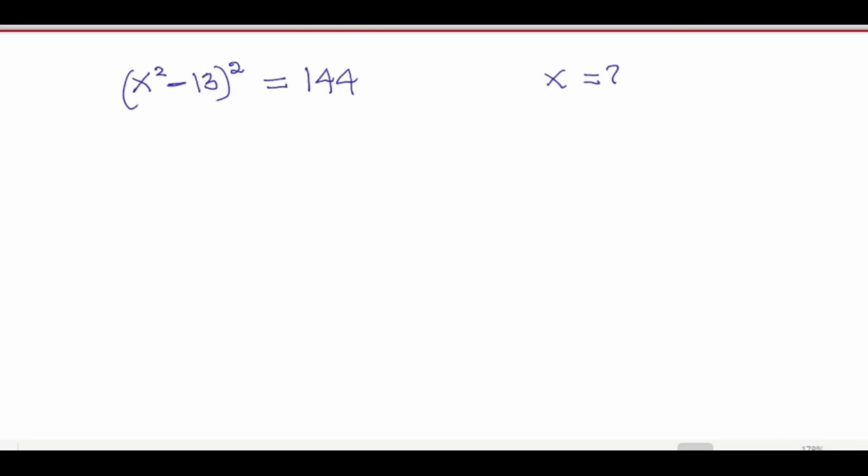Hello, welcome. Let's look at how to solve this beautiful maths Olympiad question. Solution. We have two methods, so let's look at method 1.